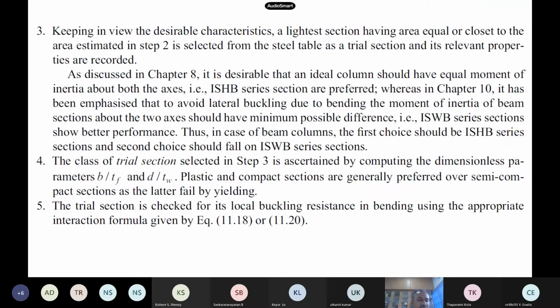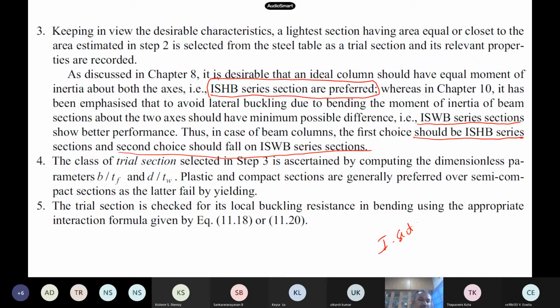Once the trial section has been selected, when you are using a beam column and going for rolled I sections, generally ISMB and ISLB are not preferred. The most preferred is ISHB sections, which are widely used for beam columns. Sometimes we also use ISWB, but your first choice should be ISHB and the second choice should be ISWB. This is a guideline. ISMB and ISLB are not even used as a beam column. You can use them for beams, but not as a beam column.